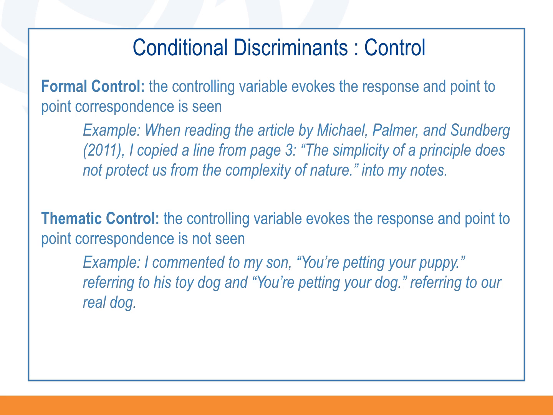For looking at types of control, we've got formal control and thematic control. Formal control is essentially point-to-point correspondence. So when you are copying something from a book exactly, as opposed to writing a summary of what you copied. Formal control is your exact echoic, your exact, here's what it said in the book, I'm copying that exact quote. Thematic control still evokes a response, but the point-to-point isn't seen. So coming to my son, you're petting your puppy versus you're petting your dog, to the real dog. There's not that exact point-to-point.